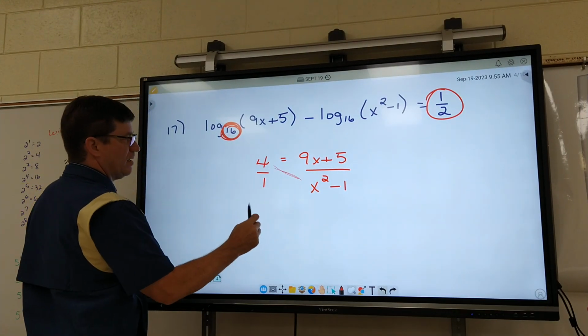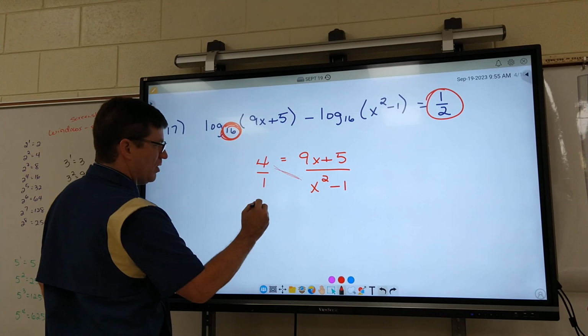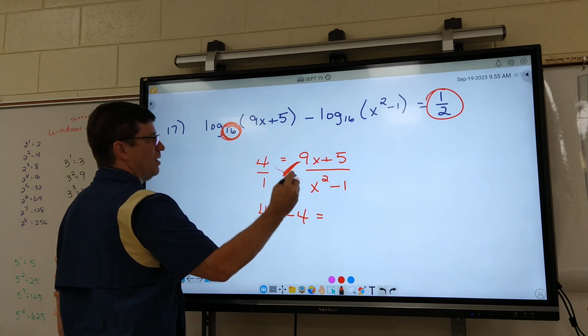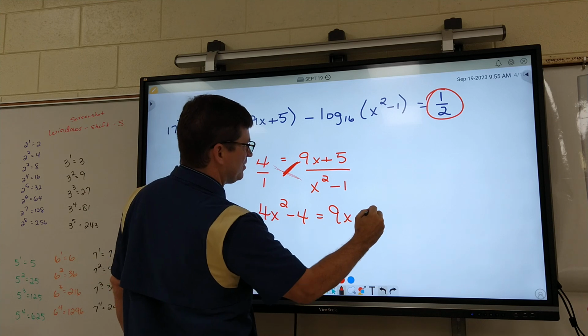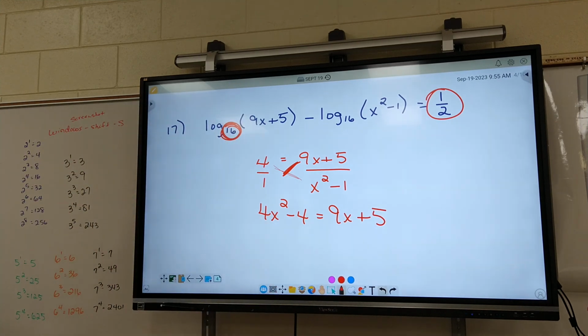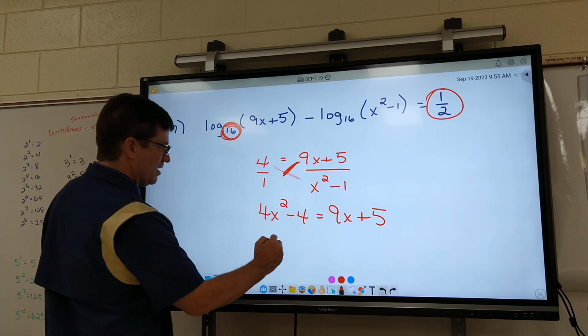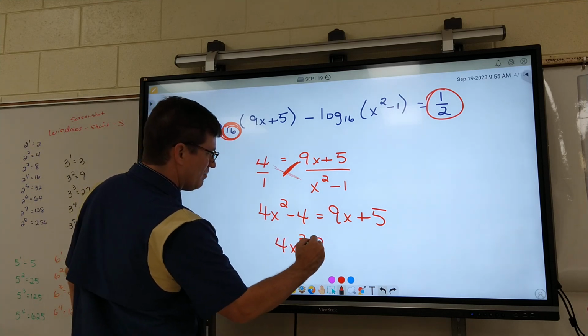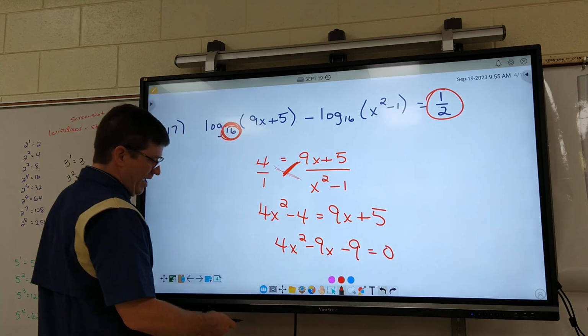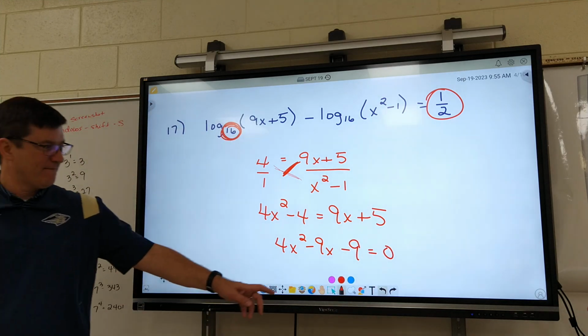Go this way, I got 4x squared minus 4. Go this way, I got 9x plus 5. So that's 4x squared minus 9x minus 9. Check that. Make sure y'all got what I've got.